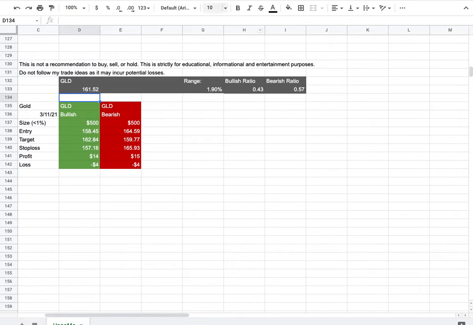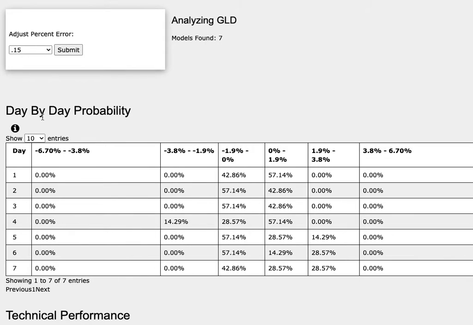So how did I develop these trade ideas? It all comes from the day-by-day probability model, which is available in the link below, so do check it out. As we progress to the 5th day or week of trading, gold futures has a 29% chance to climb between 0 to 2%, a 14% chance to climb between 2 to 4%, and to the downside, it has a 57% chance to fall between 0 to negative 2%.